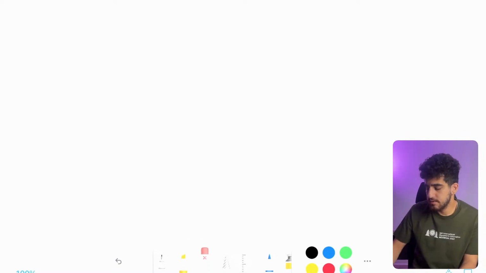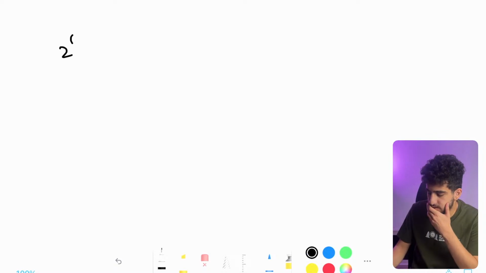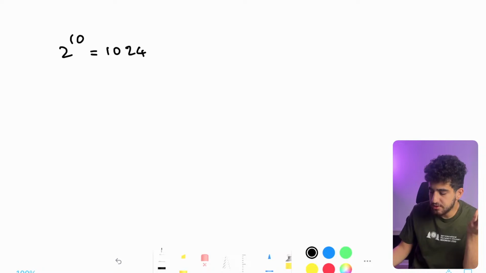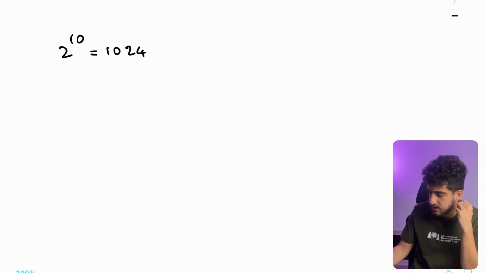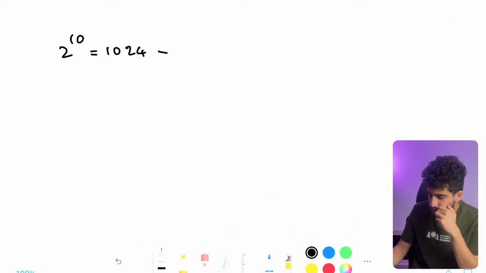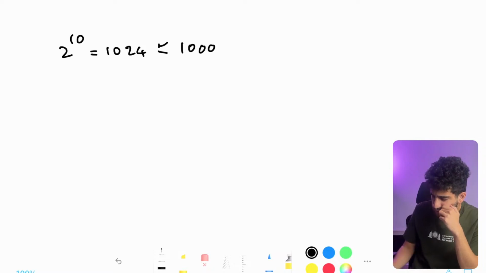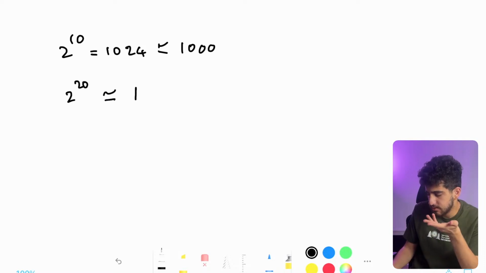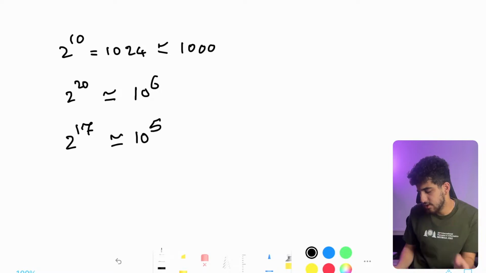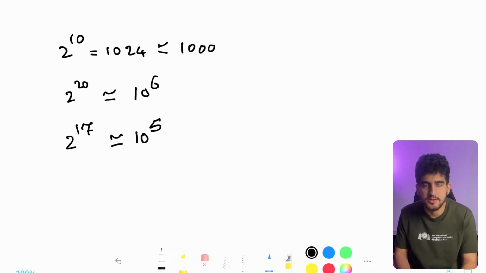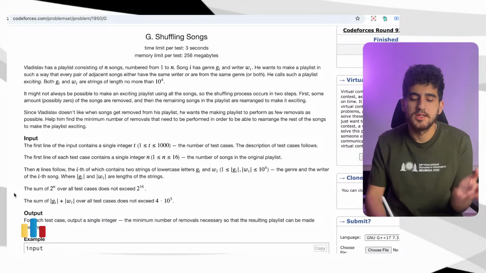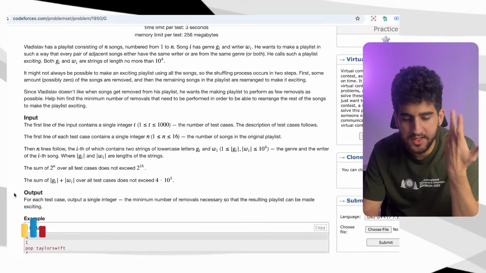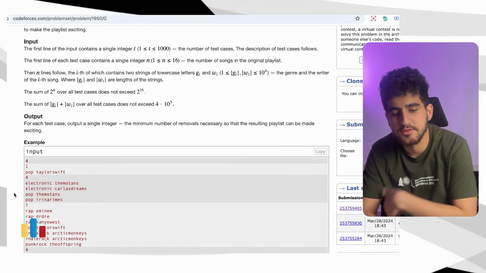So basically, you always have to keep in mind that 2 to the power of 10 is around 1,000. It's exactly 1024, which is around 1,000. So 2 to the power of 20 is 1,000 to the power of 2, around 10 to the power of 6. 2 to the power of 17 is around 10 to the 5th. You have to keep these approximations in mind so that when you see a problem, you know what time complexity you can use. This way you can find out if 2 to the power of n works or not.